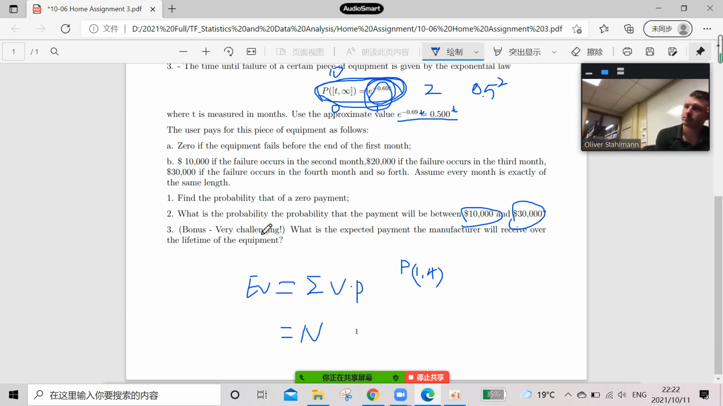If it fails in the second month, it's 10,000. If it fails in the third month, it's 20,000. It's not 10 plus 20. It's not like something can fail in the first month and the second month, right? It can only fail once. What you said is correct. First month compensation is 10,000, second month compensation is 20,000, and so on. It's not cumulative. But you could say the likelihood of the first month failure is 50%.